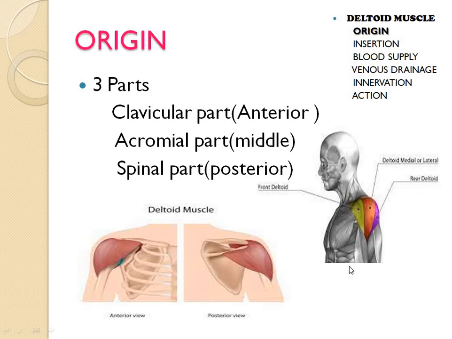Next, origin. Now we see the origin of the deltoid muscle. It has three parts: anterior, middle, and posterior. The anterior one arises from the clavicle bone, so that is called the clavicular part, and the middle part arises from the acromion process, so that is called the acromial part, and the posterior one arises from the posterior spine of scapula, that is called the spinal part.